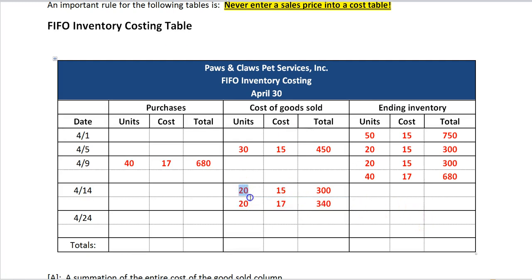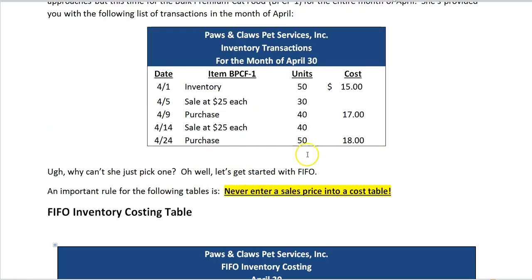Alright, so we sold a total of 40 units and we followed the rules of FIFO by selecting first in, first out to expense. Let's see what we have left. We got rid of all the ones at 15. We expensed them all. We started with 40 at 17, but we sold 20 of them. 40 minus 20 equals 20, so we're going to have 20 at 17 left. Alright, we can move on to the next one.